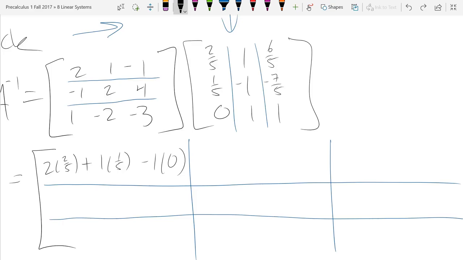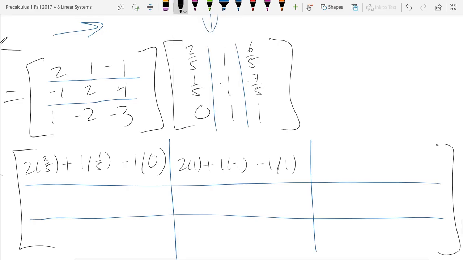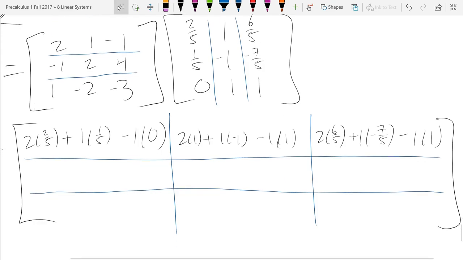So we got 2 times 1 plus 1 times -1 minus 1 times 1. Now moving to the last column, first row, 2 times 6/5 plus 1 times -7/5 minus 1 times 1. All right, I want you to finish off row 2, row 3, and compute those.